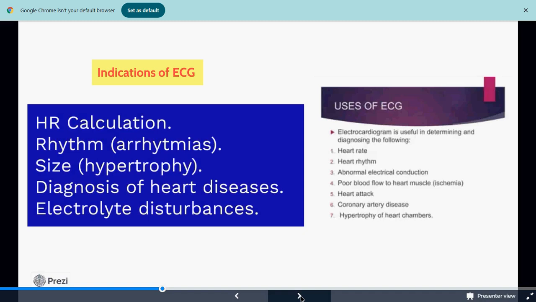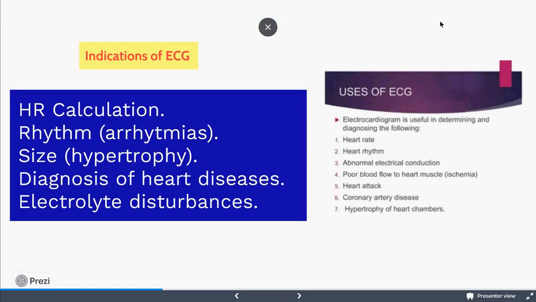So when do we use the ECG? I want contribution. What are the indications for ECG? Or what are the uses of ECG?